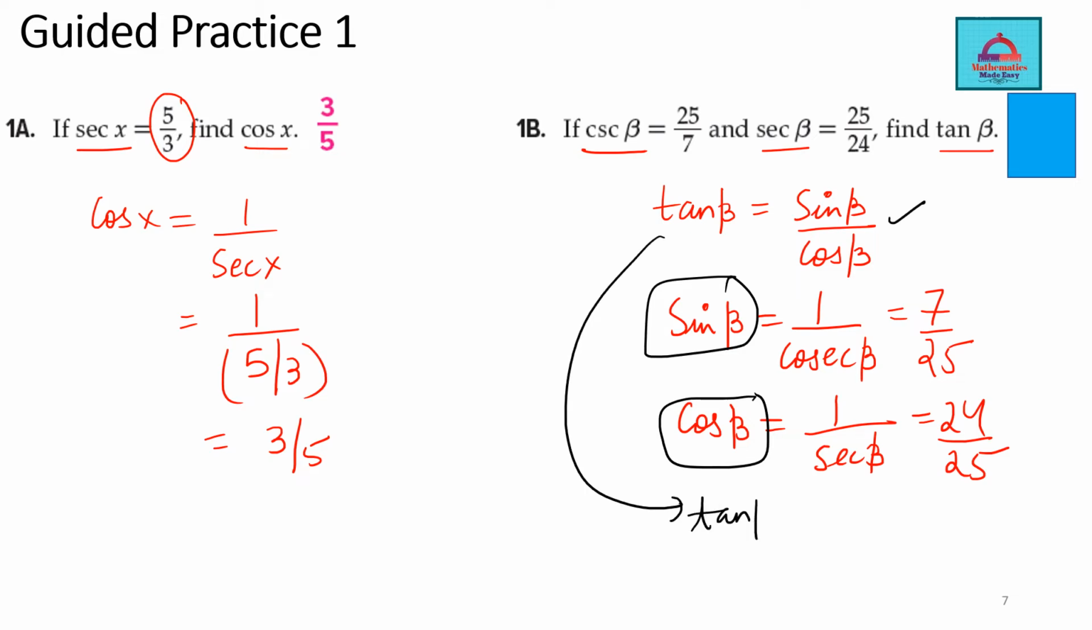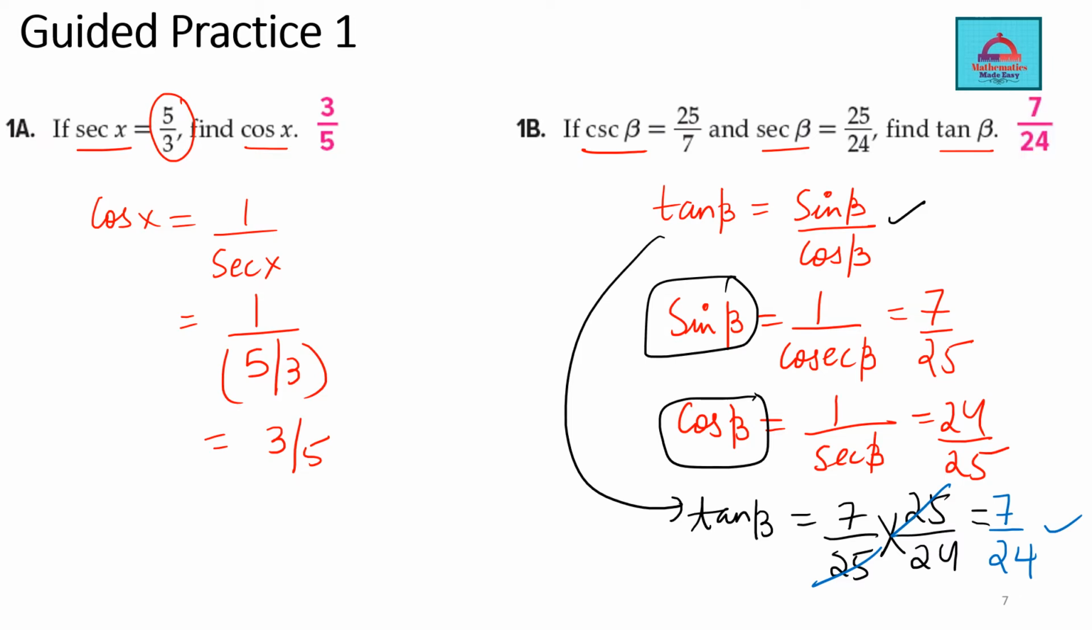So tan of beta would be 7 over 25 multiplied with 25 over 24. So what will cancel? 25. So 7 over 24 is the answer. So that's your correct answer. I hope you've understood very well about reciprocal and quotient identity. Let's go to Pythagorean now.